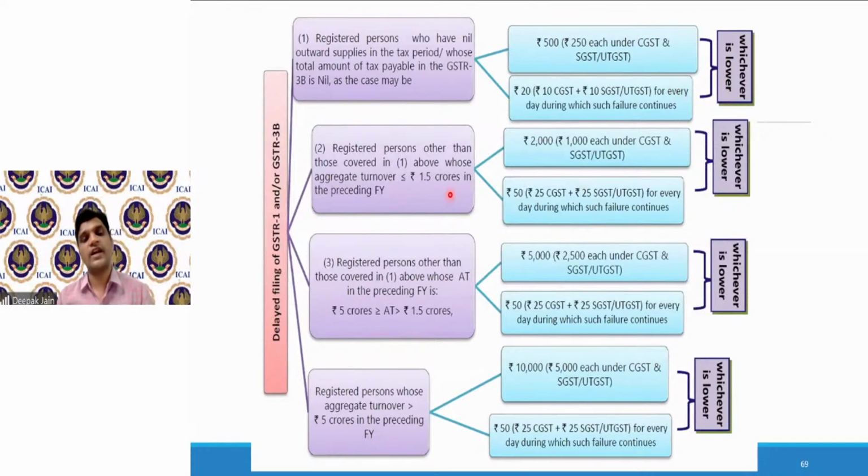A registered person other than nil return, but whose turnover is less than 1.5 crore, pays 2,000 or 50 rupees per day. And if the turnover is more than 1.5 crores but up to 5 crores, then 5,000, and above 5 crores, 10,000, or 50 rupees per day, whichever is lower. This is for GSTR 1 separately and GSTR 3B separately.